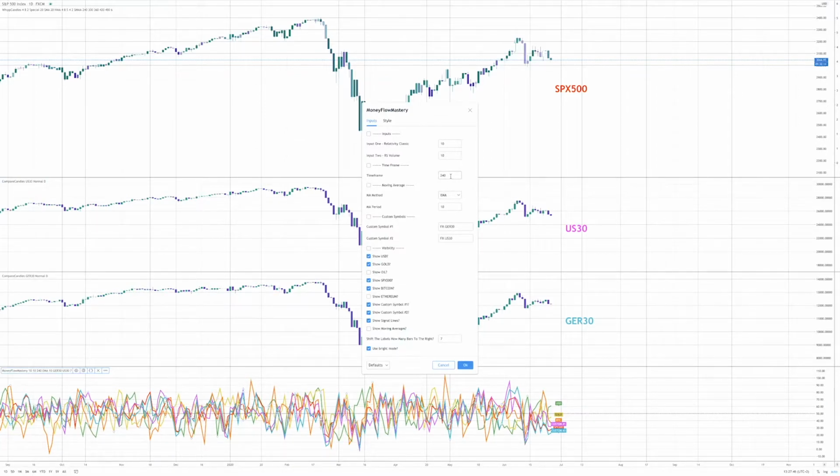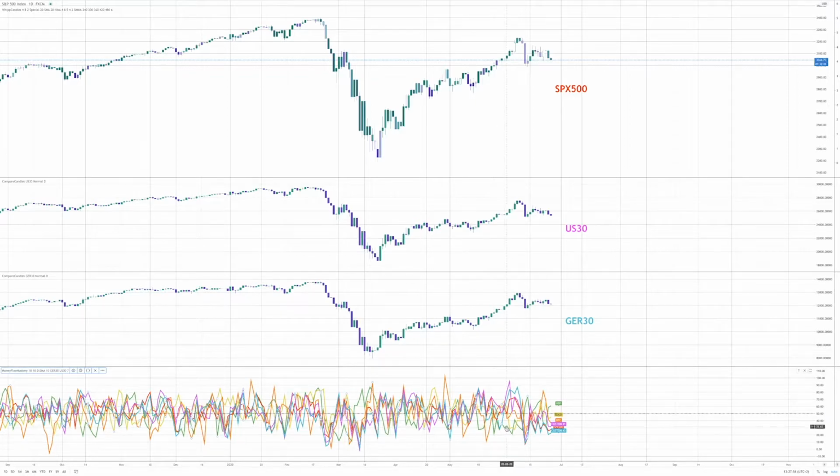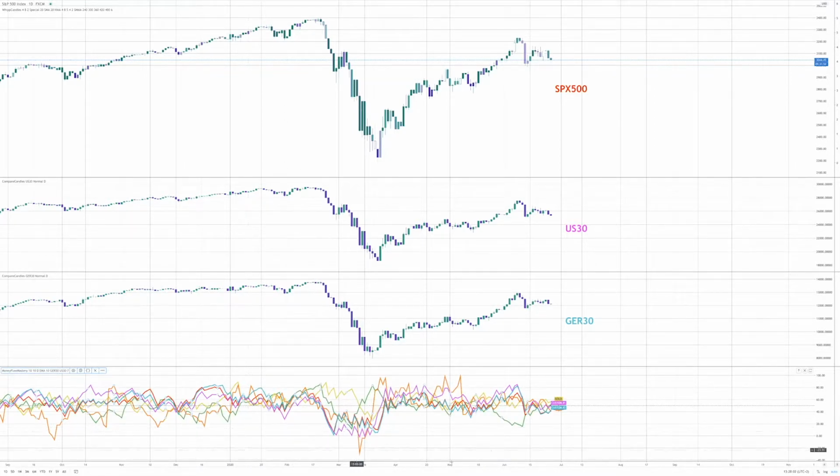And we will change the money flow mastery to daily, and this should clear this up a little. It's just a bit busy. There we go.